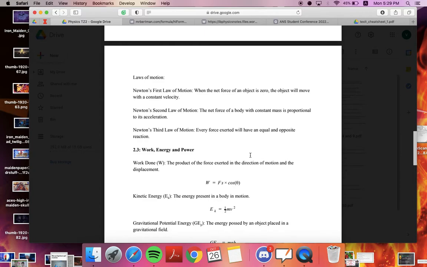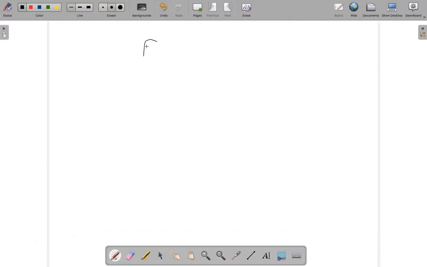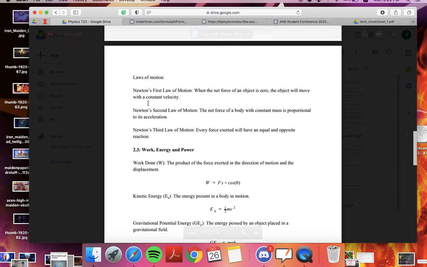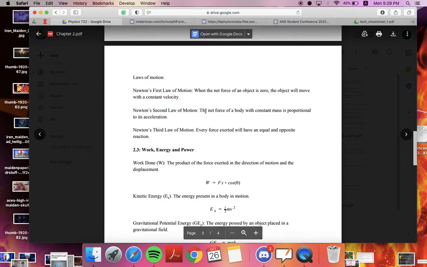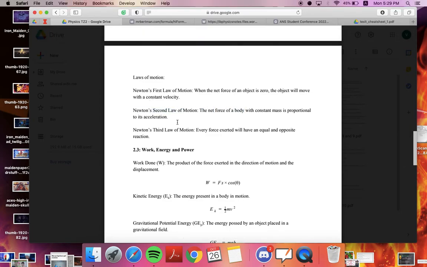The second law of motion states that the net force of a body with constant mass is proportional to its acceleration. So this is just saying force is proportional to acceleration, and if we add in the constant mass, we just get our force formula again. That's essentially what our second law of motion is saying. And it also says the larger the net force on a body, the larger its acceleration, assuming its mass remains the same.